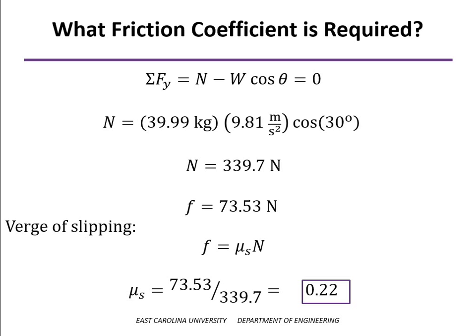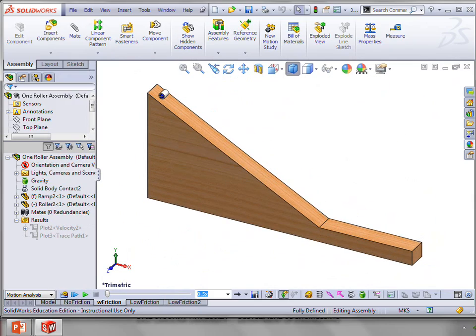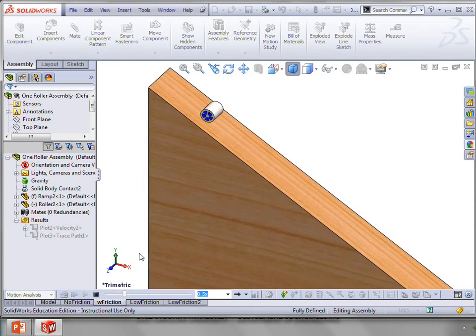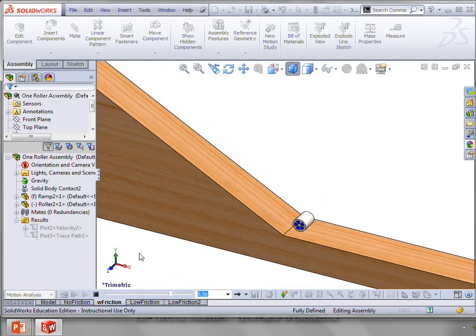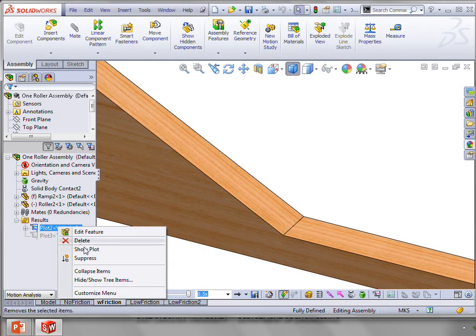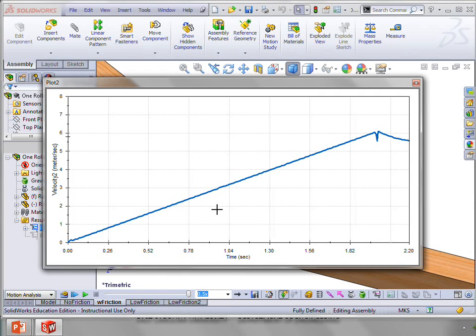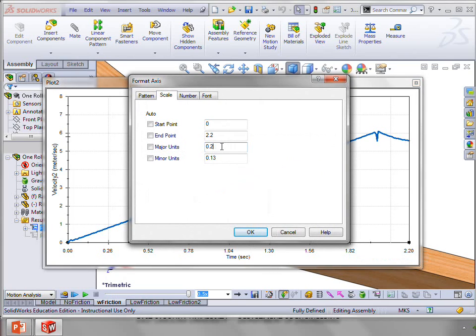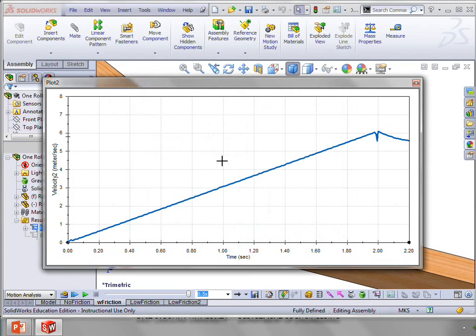Let's go back and look at our SolidWorks simulation again. And so running this with that high value of friction that we guessed at, we assumed that there was no slipping here, and when we looked at the plot of the velocity as a function of time, we did see that it's slightly under 2 seconds.